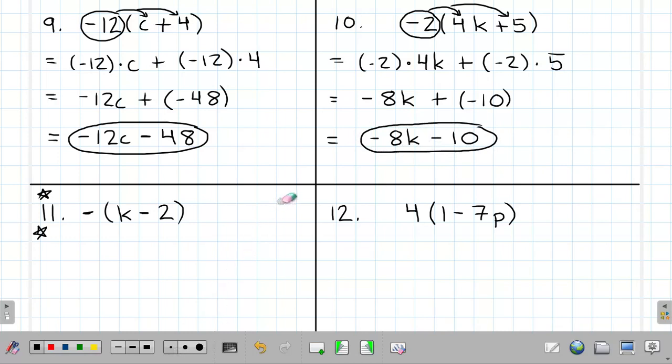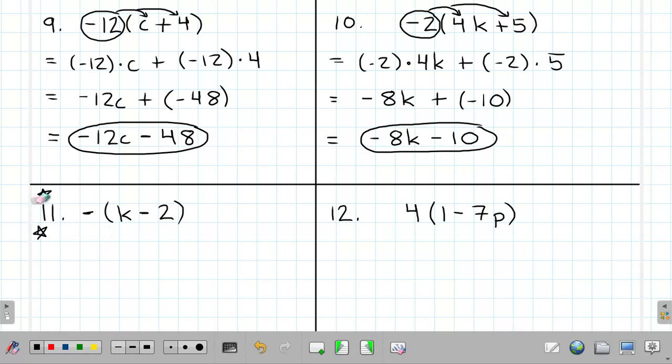It's hard to deal with subtraction and negatives and all that. So just remember, adding a negative is the same thing as subtracting the positive. Subtracting a negative is the same thing as adding the positive. So just remember those two tricks, and that'll help you with your negatives.